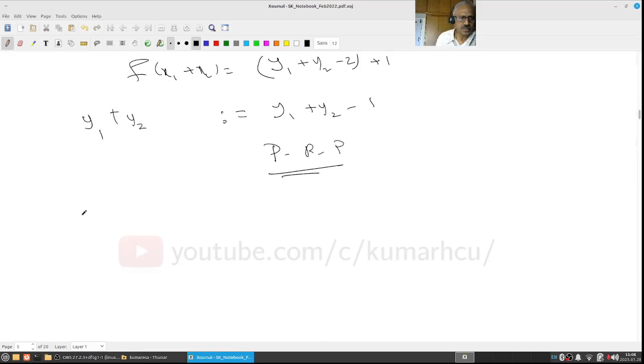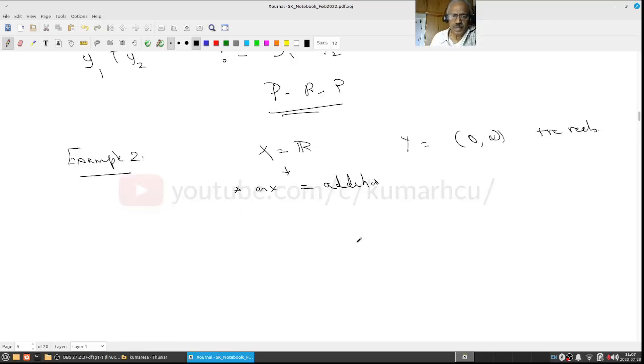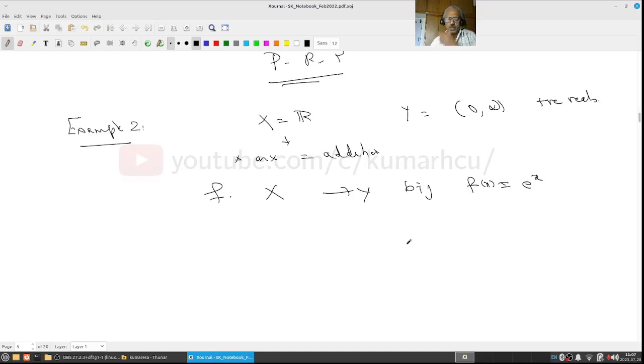Okay, let us look at the second example. I just want to go slow so that you will understand. Now X is again R. My Y is zero to infinity, the positive reals. And the binary operation here on X is addition. I want a bijection from X to Y. The obvious bijection is f of x equals e power x. Right? So what do I know?